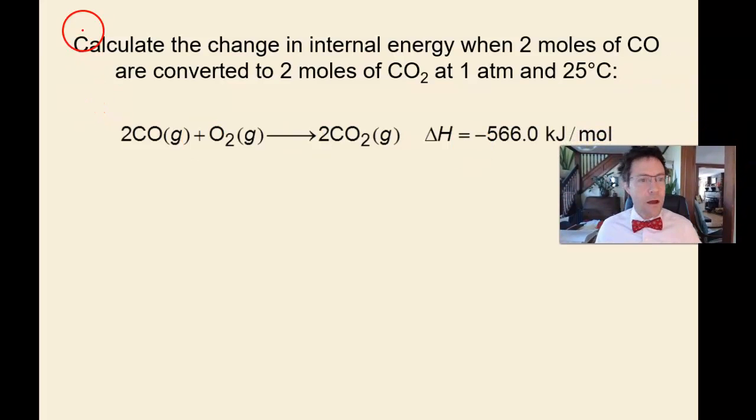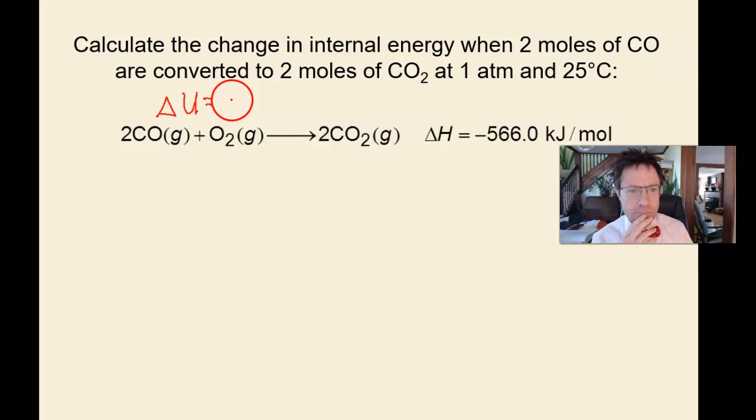They all are. All right, calculate the change in internal energy when 2 moles of carbon monoxide are converted to 2 moles of CO2 at 1 atmosphere. Well, all right. So delta U contains internal energy. What was our equation? Delta U is Q and delta H.